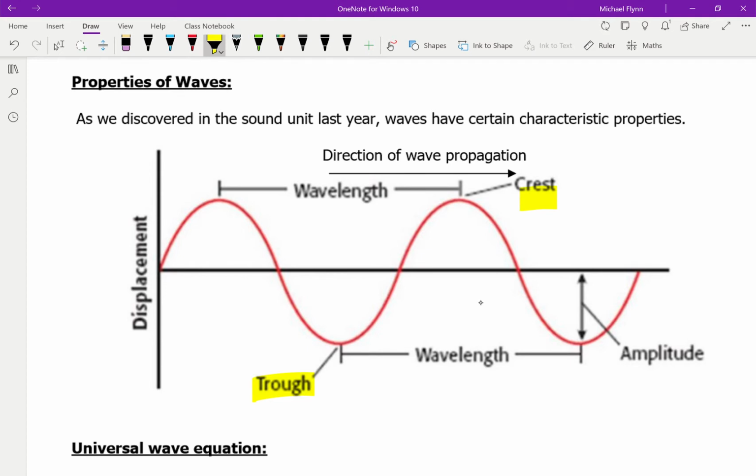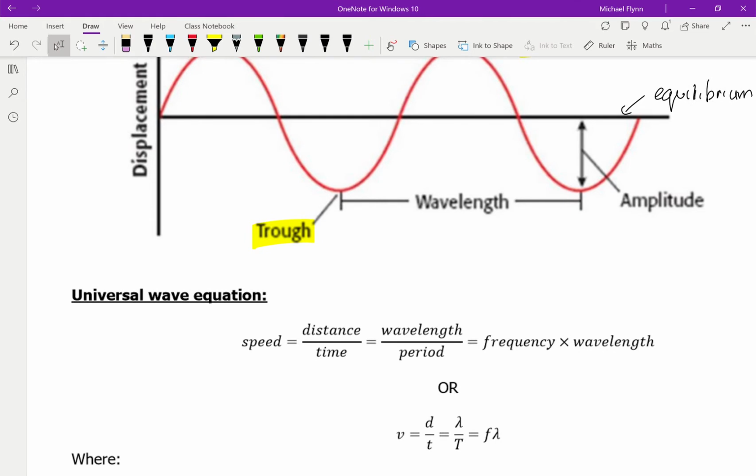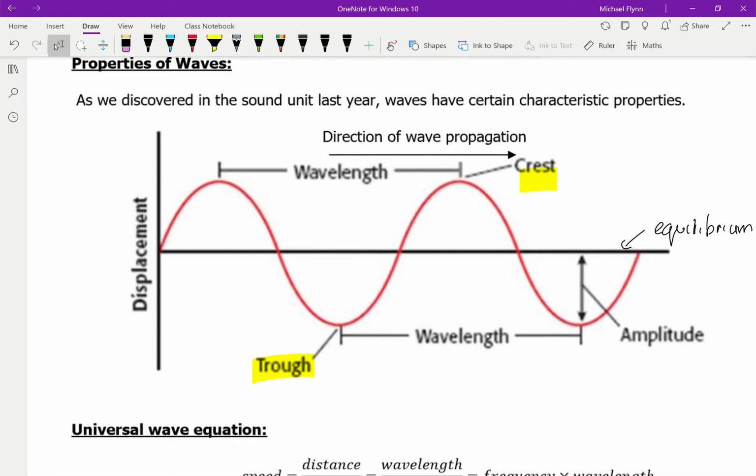A wavelength goes from trough to trough or crest to crest, of course. Amplitude is measured from what's called the equilibrium position, in the case of light, of the electric field, okay? And that's it. So here you have your basic characteristics of the wave.